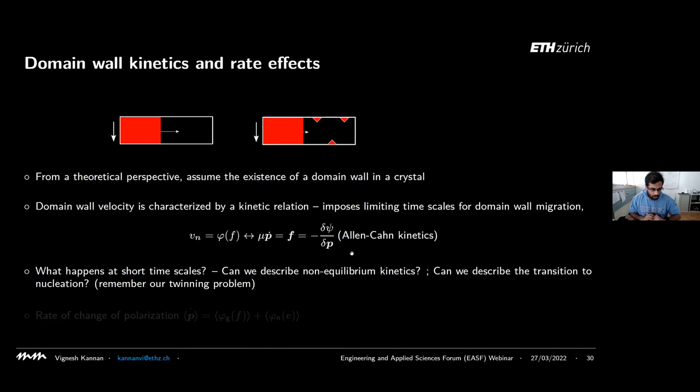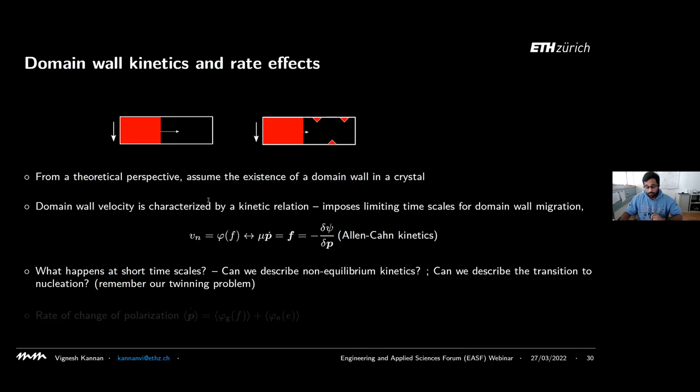So what happens at short timescales? The first question is, can we go ahead and describe non-equilibrium kinetics? The second question is, can we describe the transition to nucleation? So what we would expect is the kinetic relation imposes a particular timescale on how fast the domain wall can move. And as you drive the sample at much higher rates, you end up exceeding this time scale. And then you have a transition to a nucleation dominant deformation.